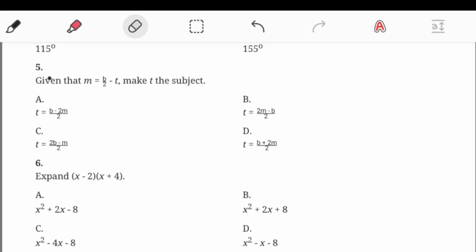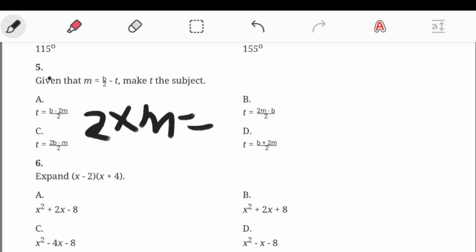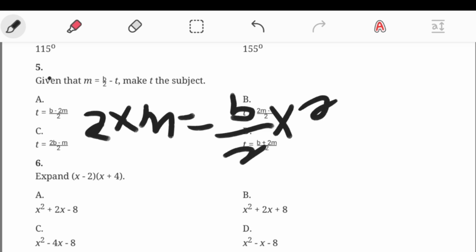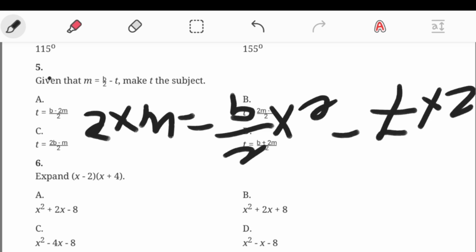Question 5. Given that m is equal to b over 2 minus t, make t the subject. To make t the subject, first of all, let's multiply each term by 2 to get rid of the denominator, which is the 2. So we have 2 times m is equal to b over 2 times 2, right? We are multiplying each term by 2, minus t times 2.